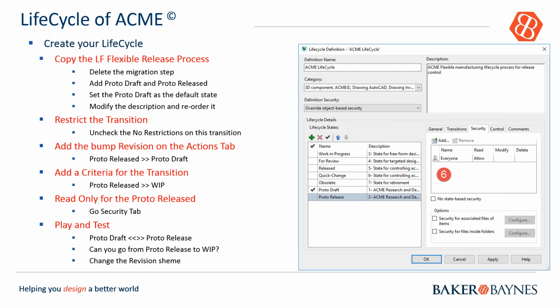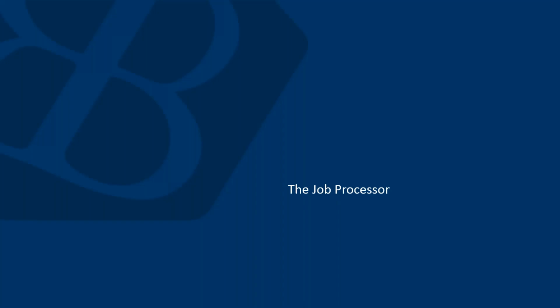We'll carry on. The next section we're going to talk about is just a brief overview of the job processor, also called the job server. So what does the job processor do? The job processor runs in the background. It's installed generally depending on the amount of jobs that's being pushed to it. It's installed on a separate computer. You could have it installed on a machine that has Vault on it, an Inventor or an AutoCAD on it. It does the work for you in the backend.